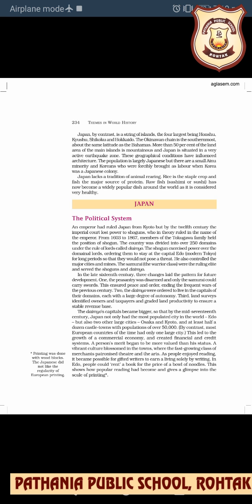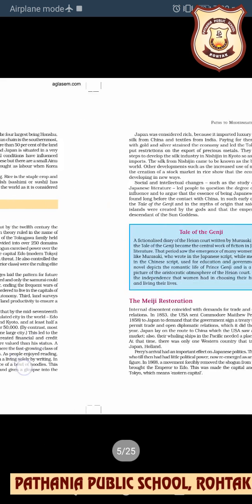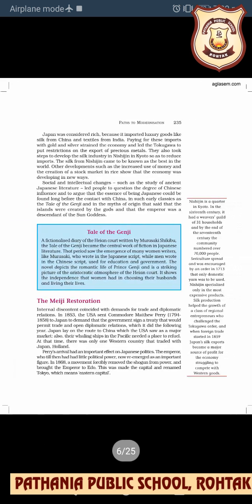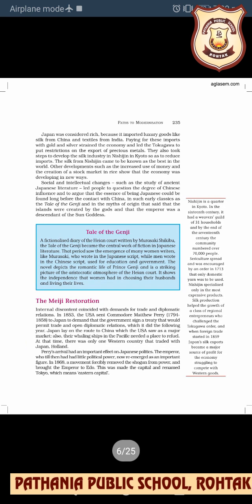As people enjoyed reading, it became possible for gifted writers to earn a living solely by writing. It means the trend of writing also flourished at that time. In Edo, people could rent a book for the price of a bowl of noodles. So this shows how popular reading had become and gives an insight into the scale of printing. People's interest in reading was increasing, so printing also increased.